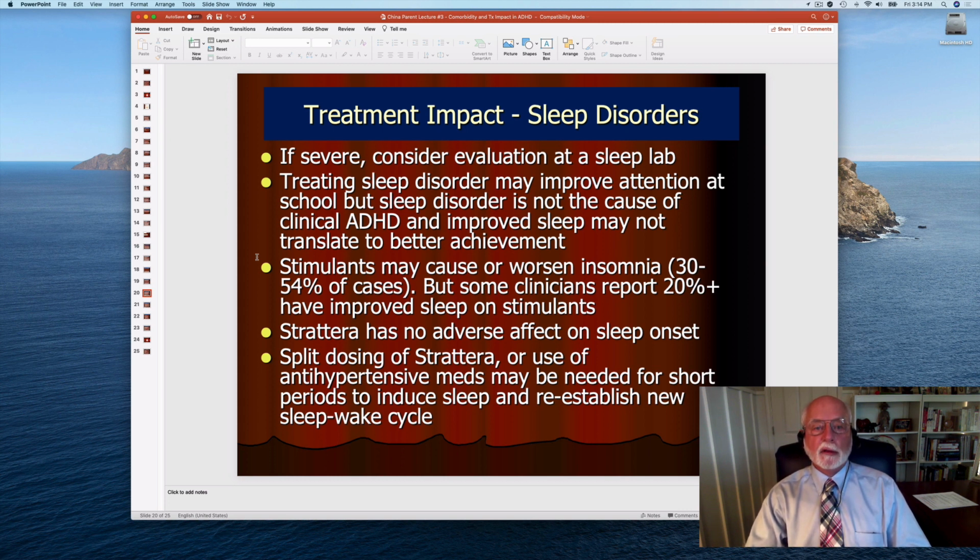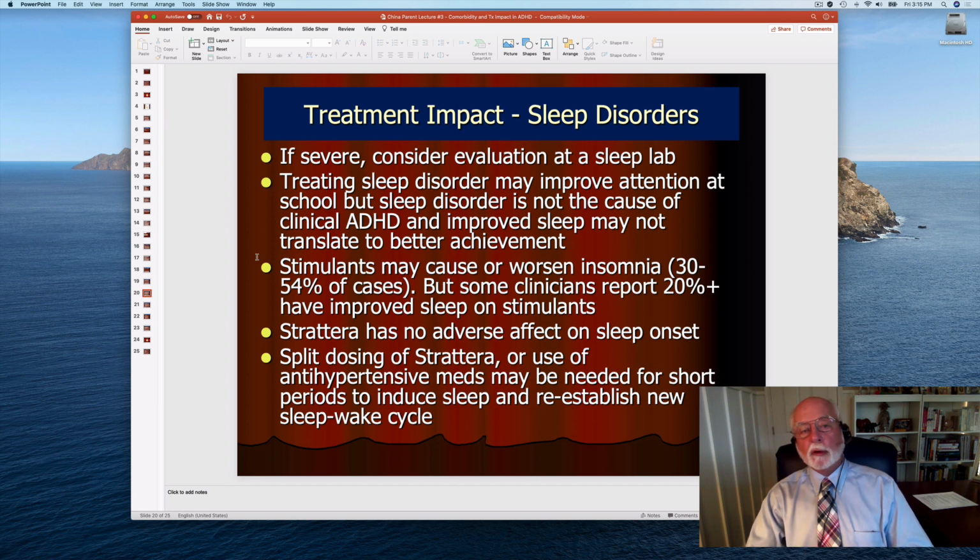day if that's possible, so that the medication is washing out of the body before bedtime, or maybe even adding melatonin, that is the sublingual or under the tongue form of melatonin, at night to help the child increase the likelihood of falling asleep. Sometimes we have to stop the stimulant medication and use the non-stimulant Strattera instead, because Strattera does not produce insomnia the way stimulants do.